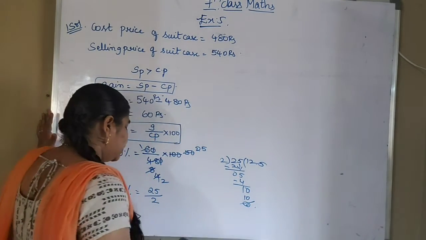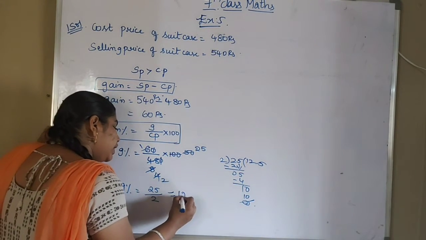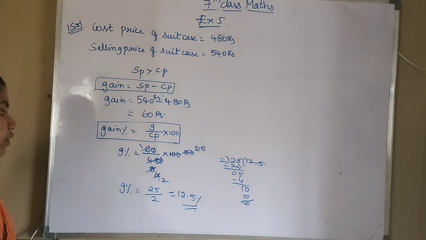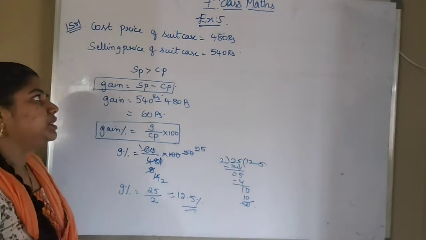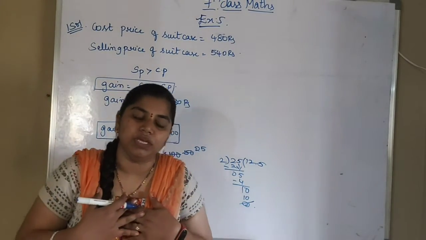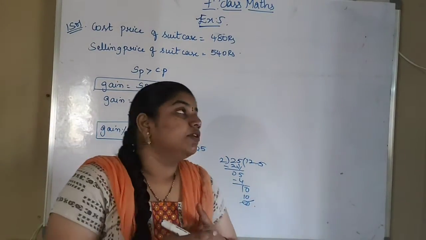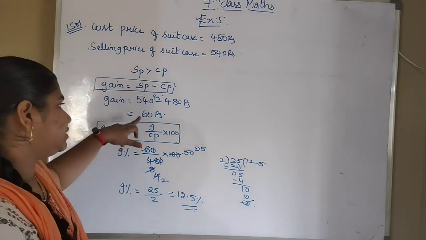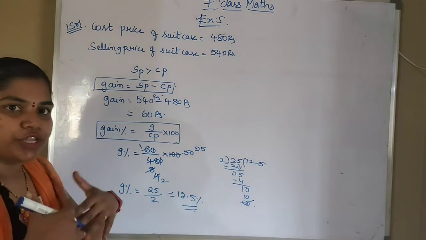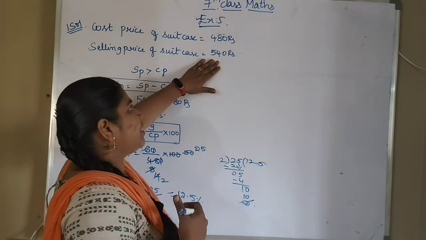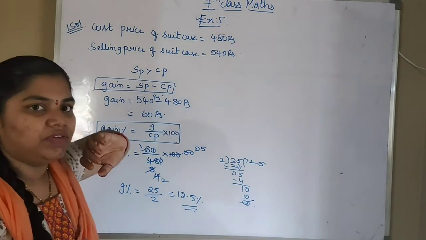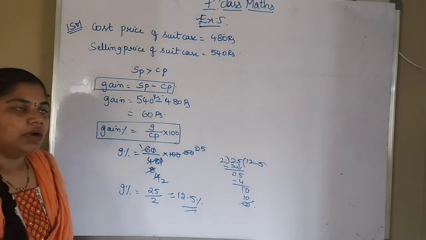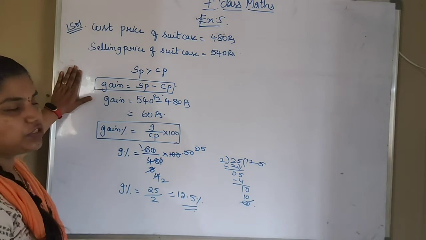So what is the gain percent here? That is 12.5%. So what is the gain percentage? 12.5%. That means I bought for 480 rupees and sold for 540 rupees. The difference of those two is 60 rupees. That means I got a gain because the SP value is greater than the CP value. So the gain percentage will be 12.5%. So this is our first solution.